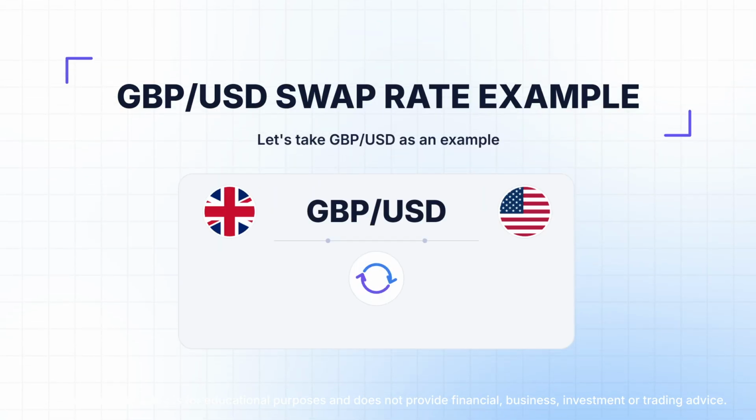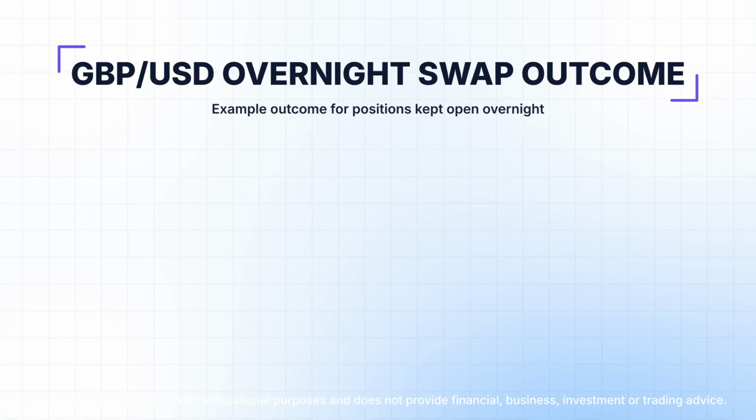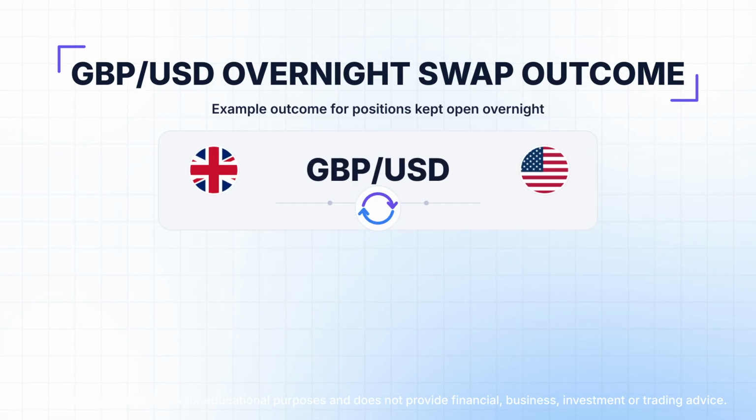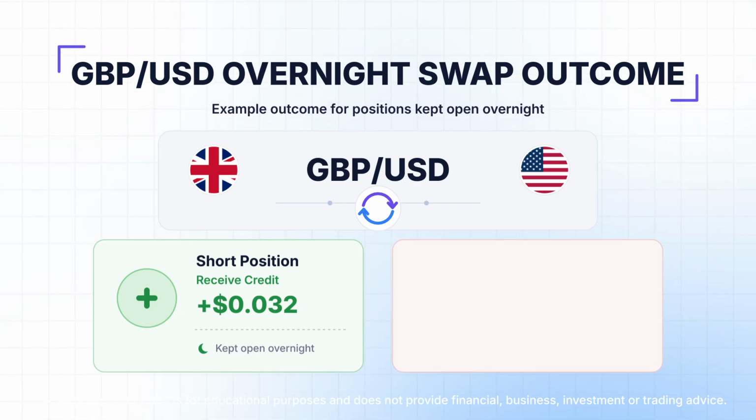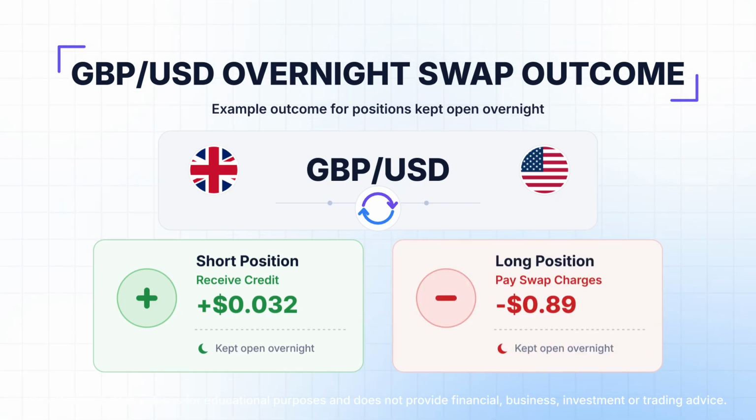Let's take the GBP USD swap rate as an example. In this case, the trader will receive a credit of $0.032 on keeping a short position open overnight, and he will pay 89 cents as swap charges on keeping a long position open overnight.